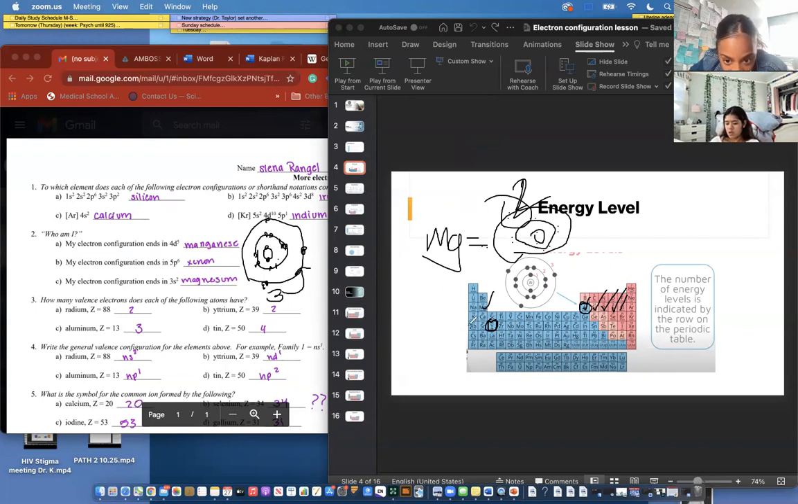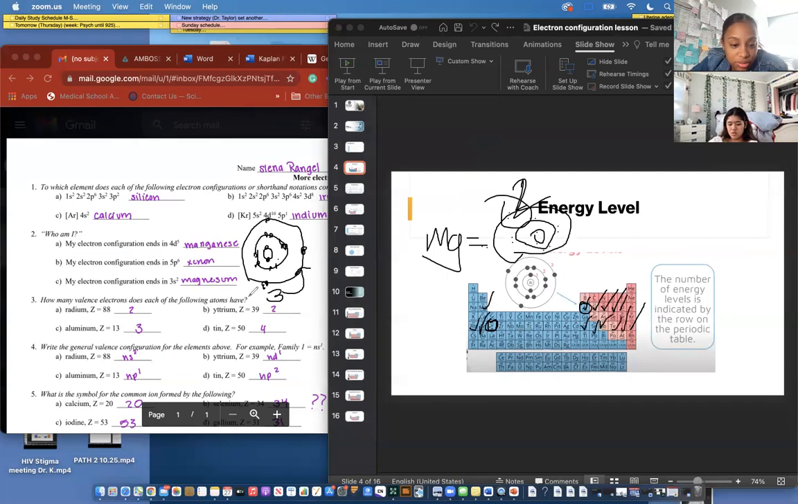I don't know how to pronounce it. Yttrium would be 3. This would be 1, 2. I think I marked it down. Oh yeah, it is supposed to be 3. I did 2, I think that's a mistake. Okay, cool. So that's basically how you do that.